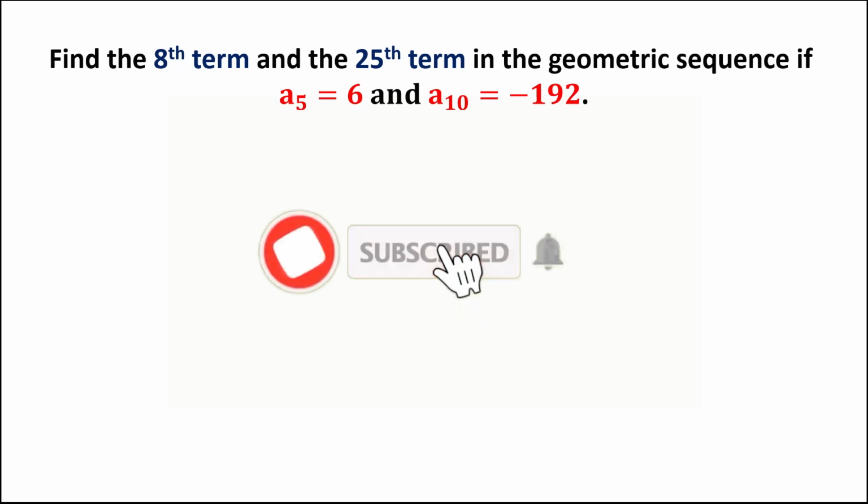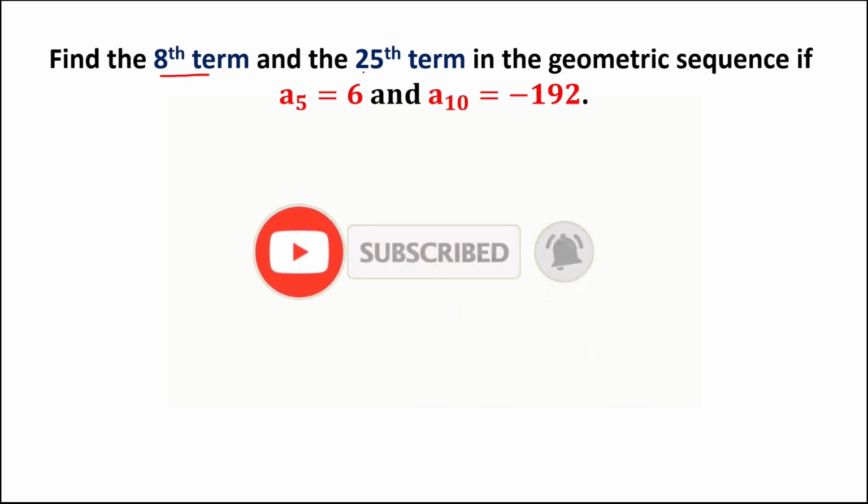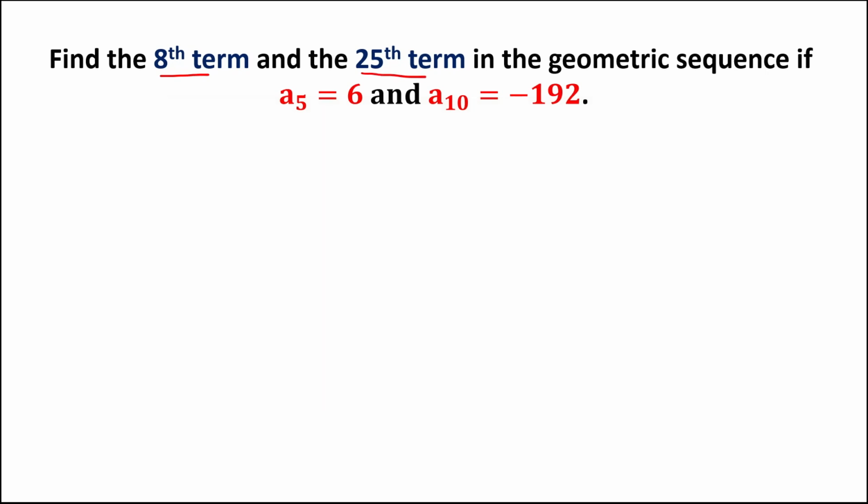So for this problem, to find the 8th term and the 25th term in the geometric sequence, given the 5th term and the 10th term, writing this geometric sequence, this is the first term, this one is the 5th term, and the 10th term. Since the 5th term is equal to positive 6 and the 10th term is equal to negative 192, to find the 8th term, this one is the unknown.